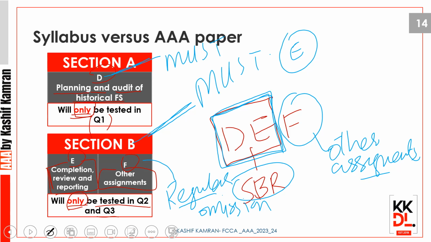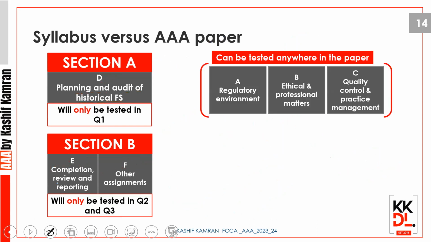Okay, now looking at what else is in the syllabus. Syllabus area A, syllabus area B, and syllabus area C. This should be quality management. This word has changed. It should be quality management, not quality control, because that is a change of term we have seen since September 22. There's a typing mistake here. It should be quality management, not quality control.